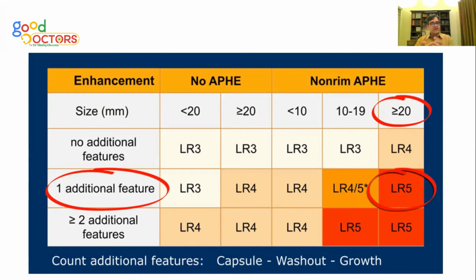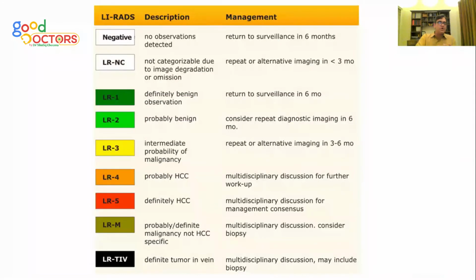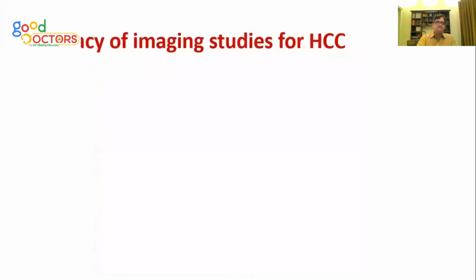So this table should always be kept in front of you before interpreting the CT scan report, to see where our patient falls. Because how we are going to handle this particular tumor depends on this classification. If it is LIRAD 3, I will repeat the imaging modality in 3 months' time. But LIRAD 4 and 5 have to go to the multidisciplinary discussion to decide regarding the fate and the treatment option which is suitable for this particular patient.